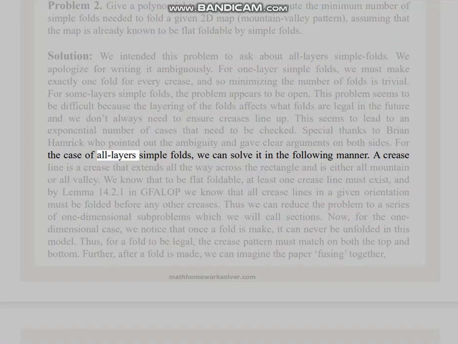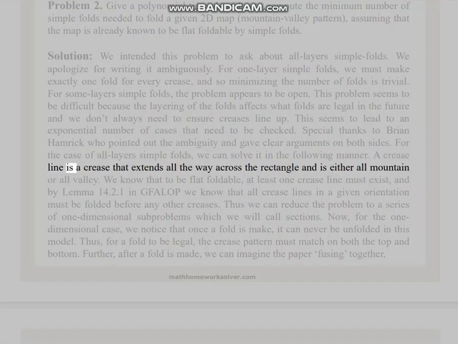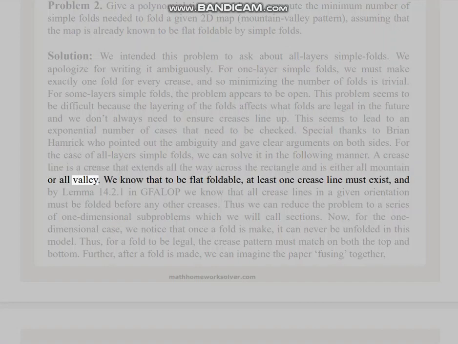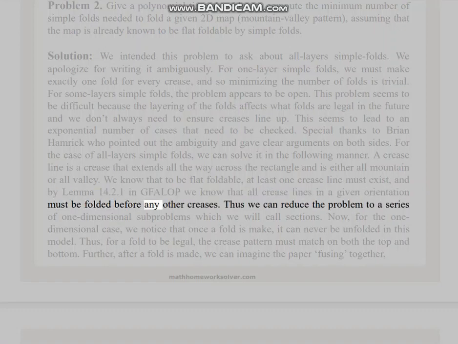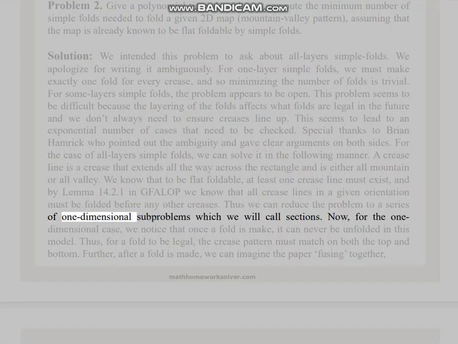For the case of all layers simple folds, we can solve it in the following manner. A crease line is a crease that extends all the way across the rectangle and is either all mountain or all valley. We know that to be flat foldable, at least one crease line must exist, and by Lemma 14.2.1 in FALUP we know that all crease lines in a given orientation must be folded before any other creases. Thus we can reduce the problem to a series of one-dimensional subproblems, which we will call sections.